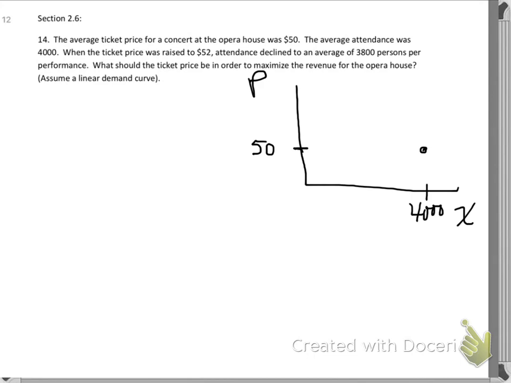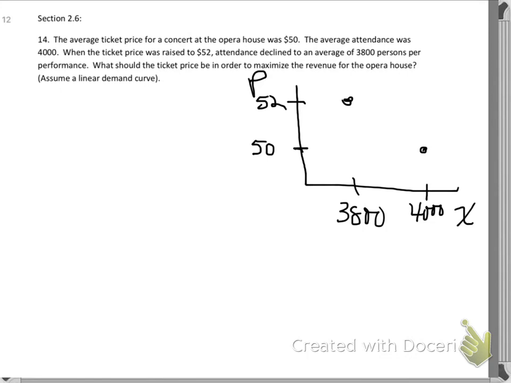When the ticket price was raised to 52, okay, so I'm raising this to 52, attendance declined to an average of 3,800 persons per performance. Okay, so this little dot here is at 3,800. So it dropped by 200.